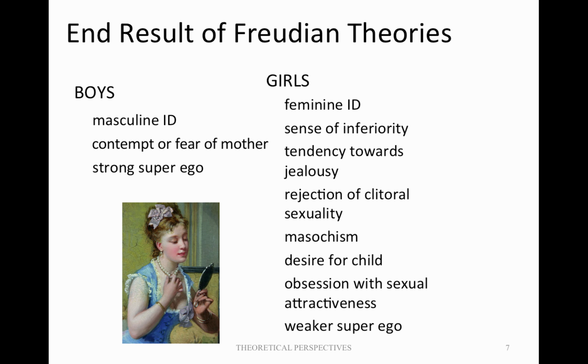Their most important social role might be the attachment that they had to a male. They become obsessed with their sexual attractiveness because that is partly how they compete for that male in their life. And they develop a tendency towards jealousy because they're competing with each other constantly. The sense of inferiority also comes because of their lack of social opportunities.